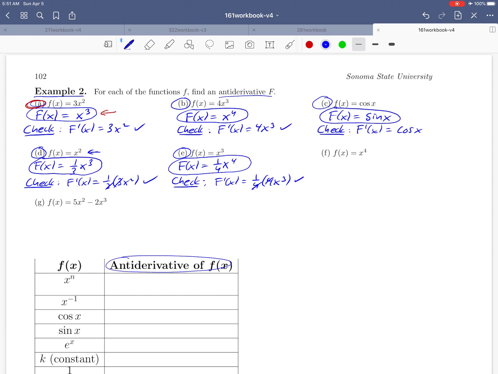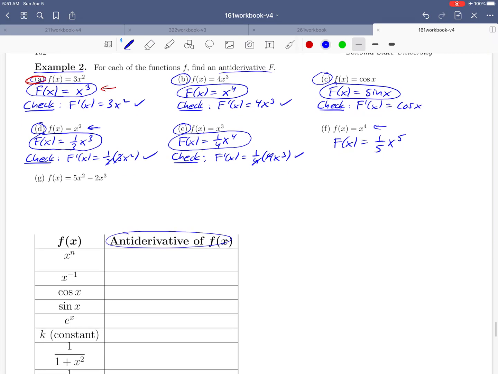Okay, welcome back. So hopefully you've given a try to parts F and G here. Okay, and what did you get for an antiderivative in F? I'm hoping that you got 1/5 x to the 5th, and notice that if you take the derivative of that, you get back to x to the 4th. Okay, and then what about G?